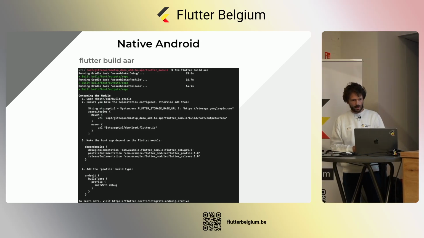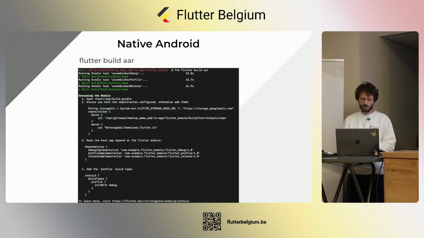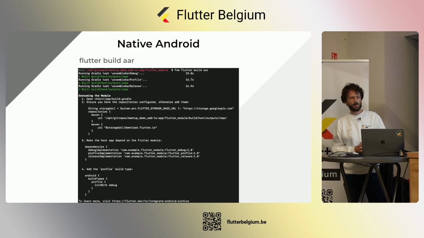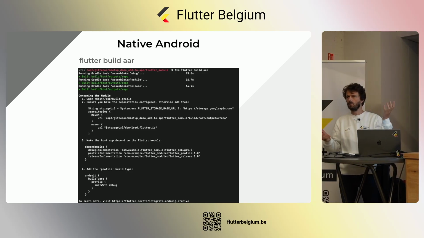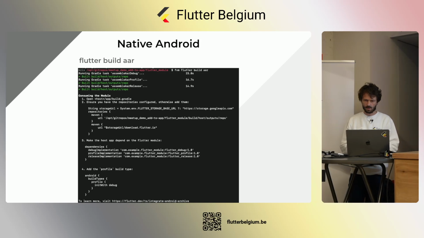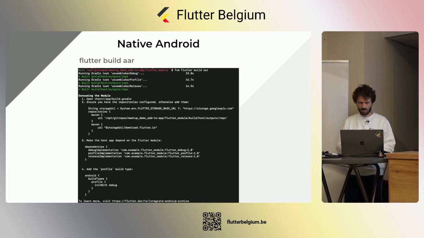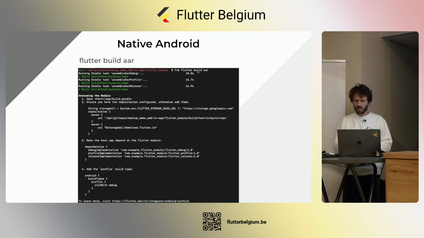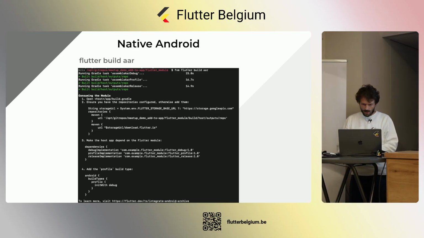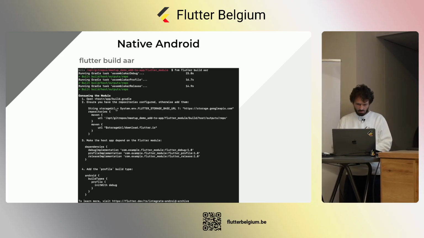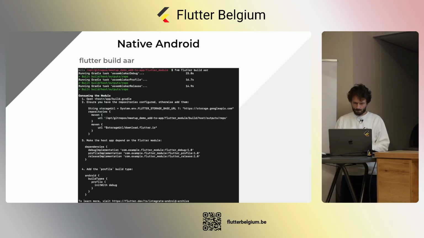Then, when you have your Flutter module, you can check the website from Flutter. They explain how to add it to an Android and an iOS application. First step here is you can create your AAR file, and for iOS it's a framework file. And then it explains what you need to do to add it to your Android application.